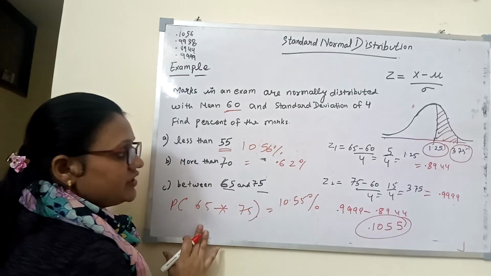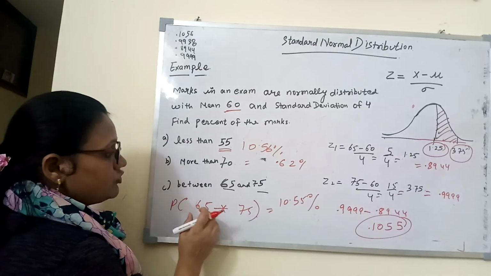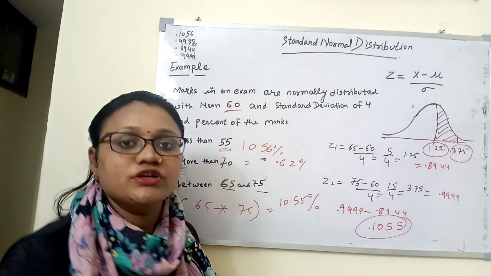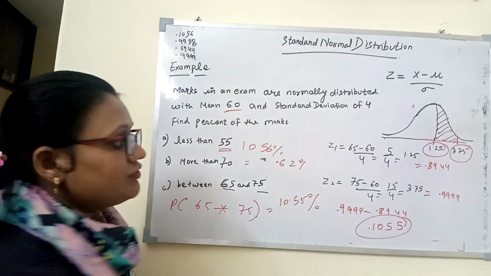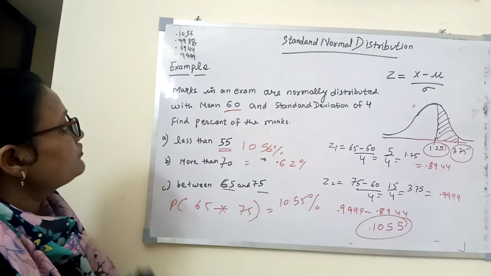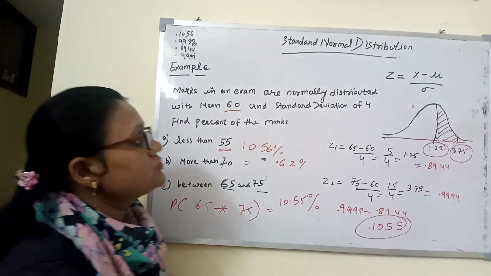And in case of between, we have to find two z values and two probabilities, and then take the difference of the two. That will be the area of the shaded region. This is how we find probability in the normal distribution case.